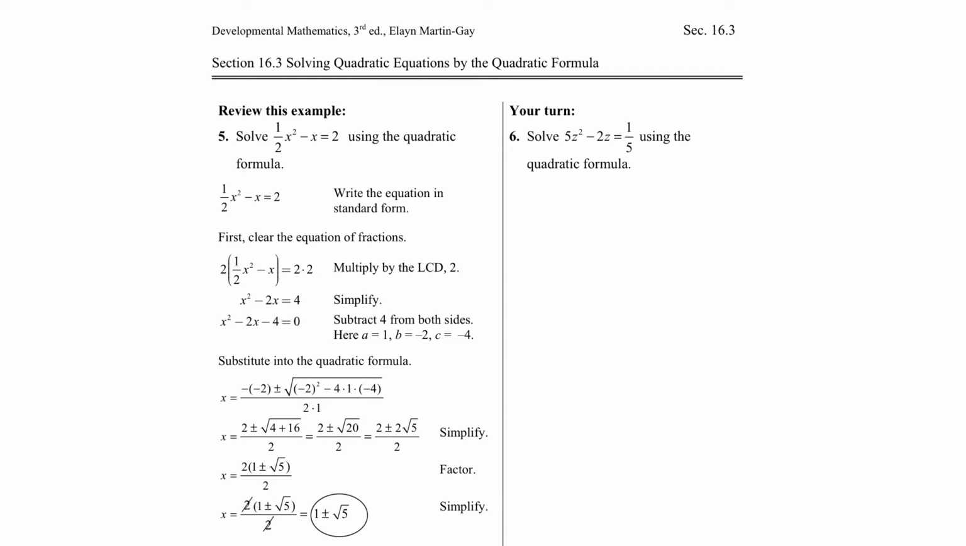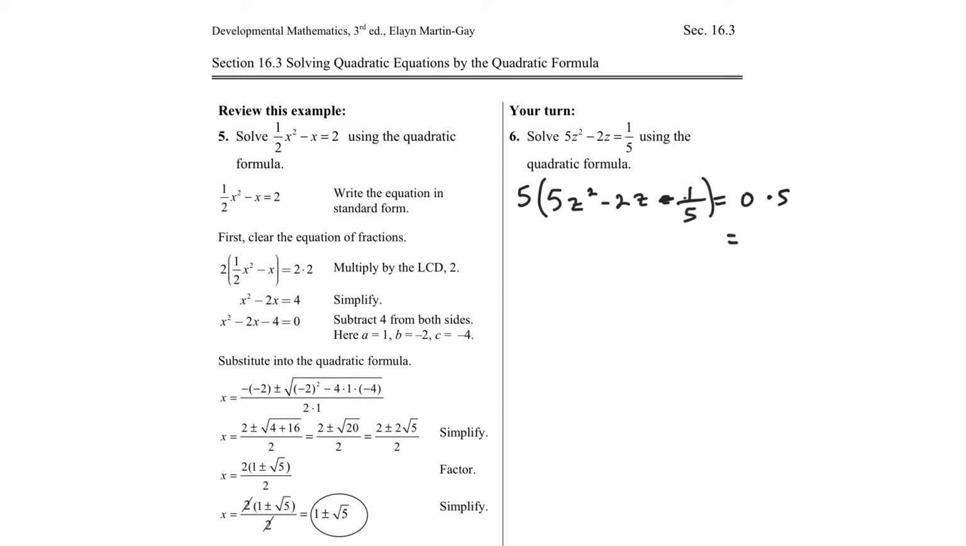There are times when you have a fraction. I'm going to give you an example of that. So we have 5z squared minus 2z. I'm already going to move the 1/5 to the left side. You notice that you do have a fraction there. What you probably want to do is divide by 5.